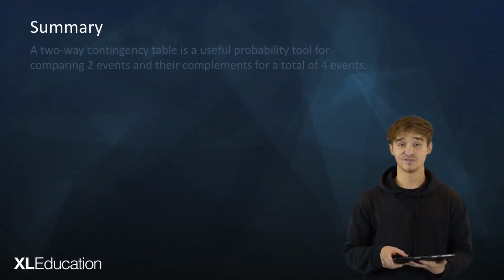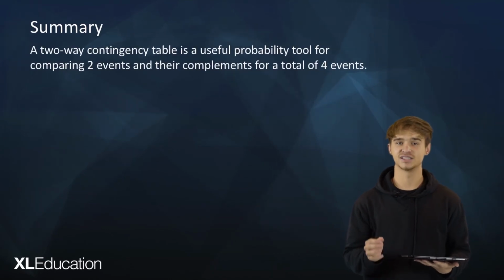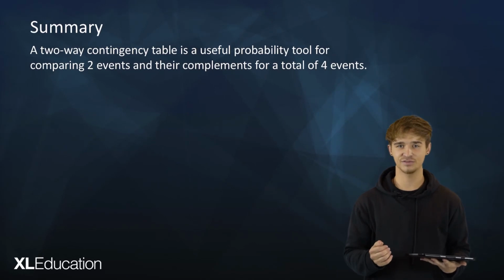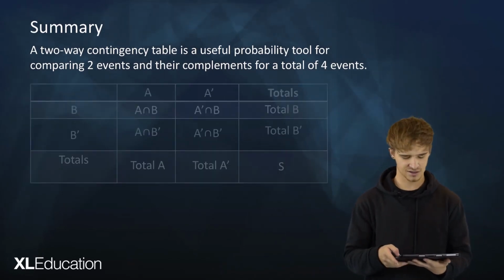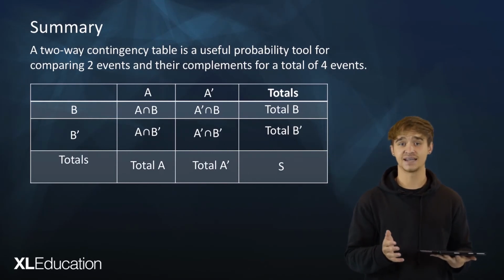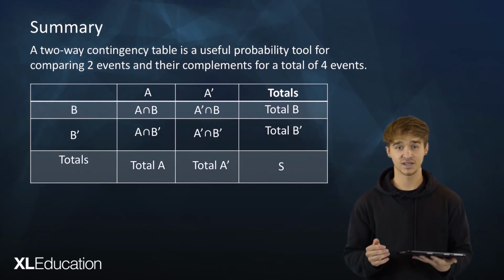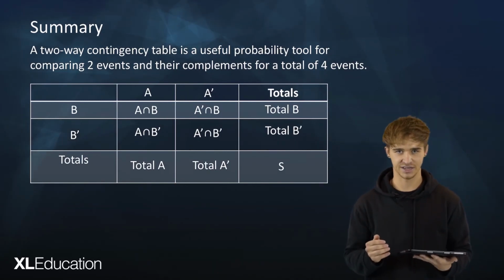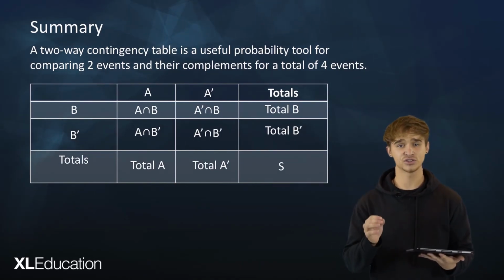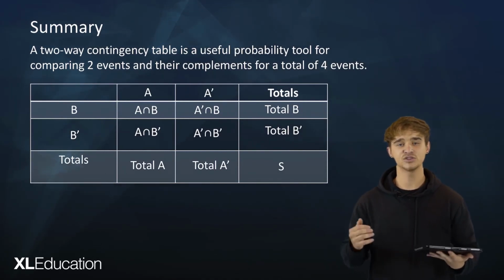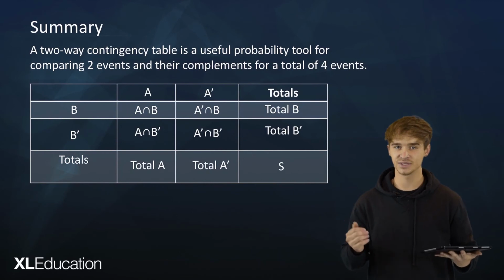In summary, we've learned that a two-way contingency table is a useful probability tool for comparing two events and their complements for a total of 4 events. The columns within our table represent events A and A complement respectively, whilst the rows in our table represent events B and B complement respectively. The sum of our totals row and column respectively is given in the bottom right-hand corner, and this represents the total number within our sample space.